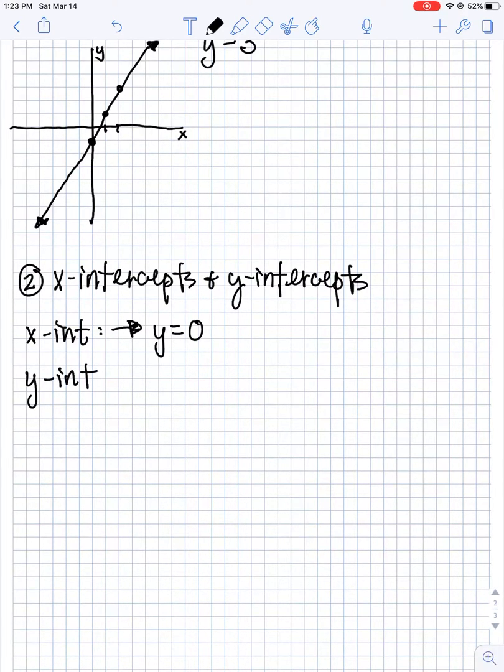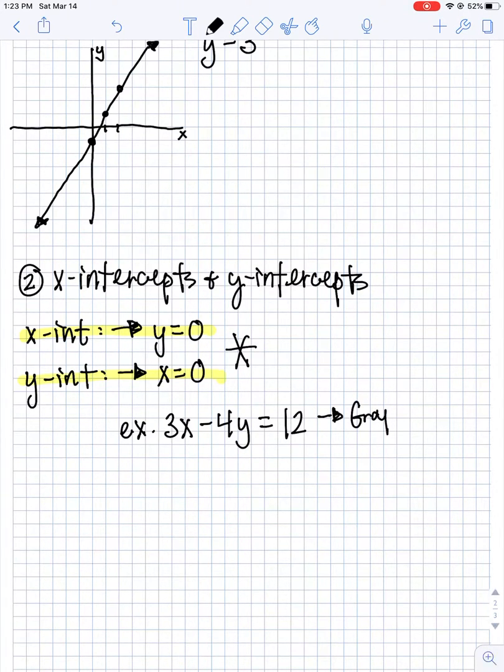And a y-intercept means x equals 0. Okay? Put a big star on this. Let me highlight it. This is important. Okay? So let's do an example. Let's do example 3x minus 4y equals, let's say 12. And the directions would say, graph the x and y intercepts. Okay?